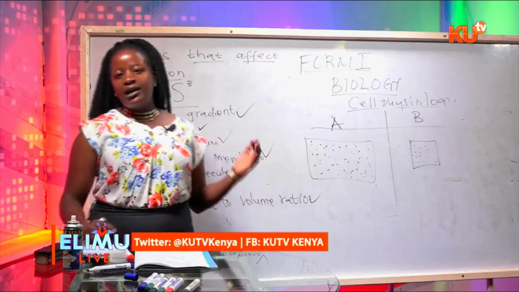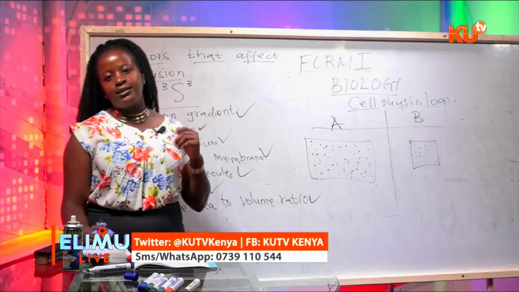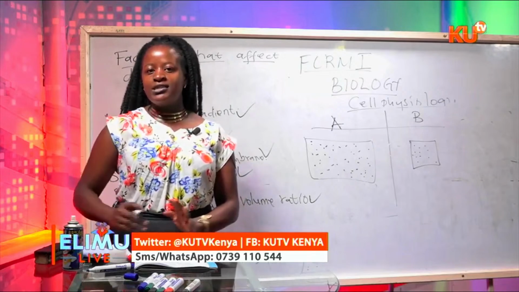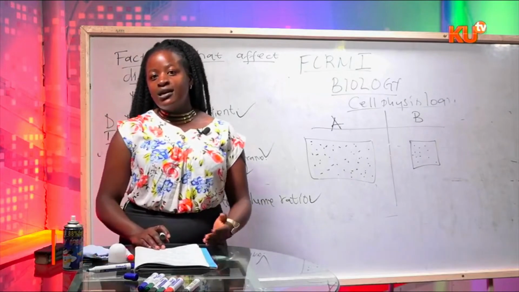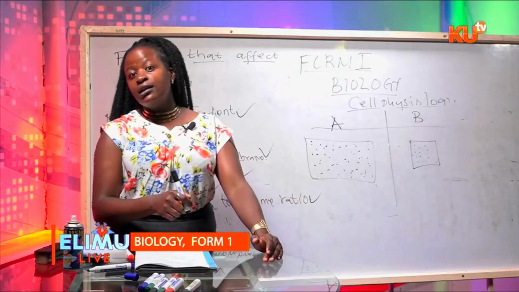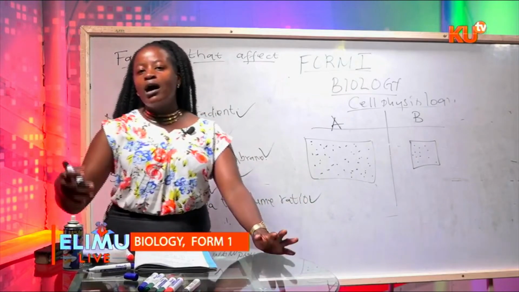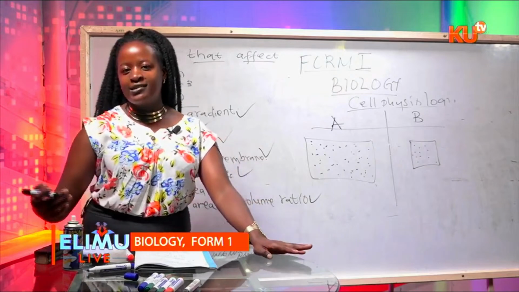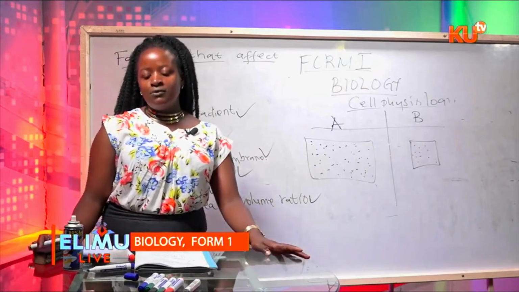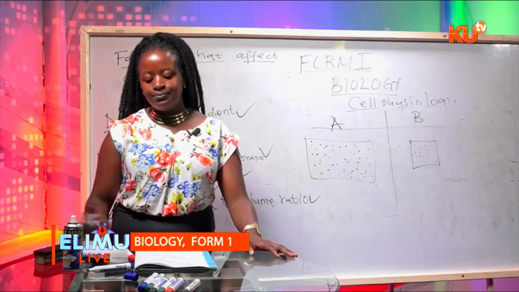Students, when you're outlining these factors and explaining them, you must give both sides. For example, if it's temperature, you must say how high temperature affects diffusion, then explain also how low temperature affects diffusion. Don't leave your notes hanging. Don't leave your answers hanging.